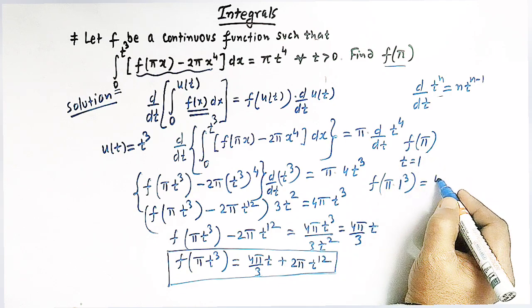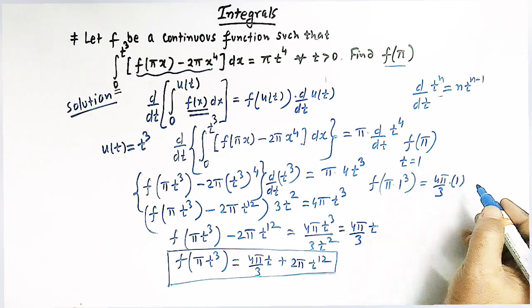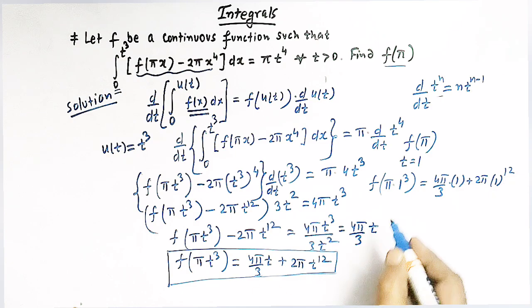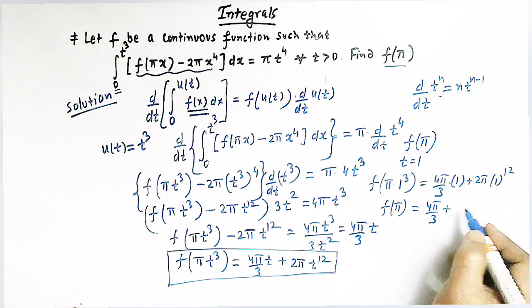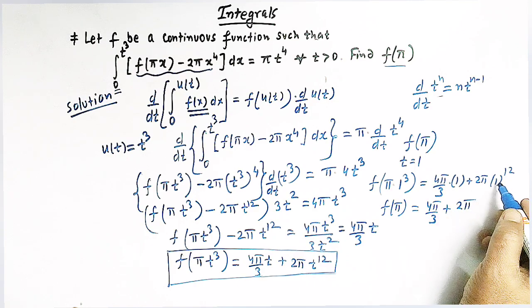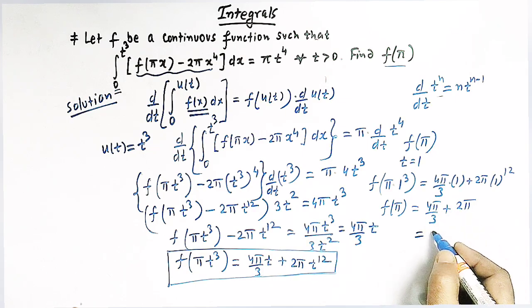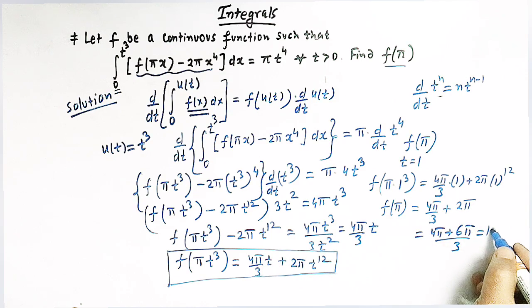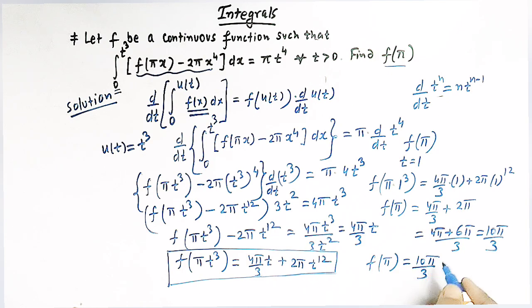So here we have 4 pi over 3 times 1, t is equal to 1, and then we have 2 pi, and here 1 raised to 12. So now we can write f of pi. Here we have 4 pi over 3, and this is simply 2 pi. 1 raised to 12 is 1, and here adding these two like terms, we have 4 pi plus 6 pi over 3, that is 10 pi over 3. So the value of f of pi is given by 10 pi over 3.